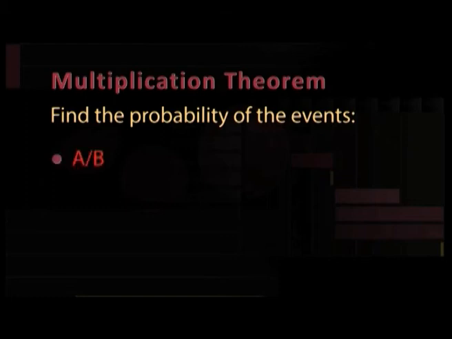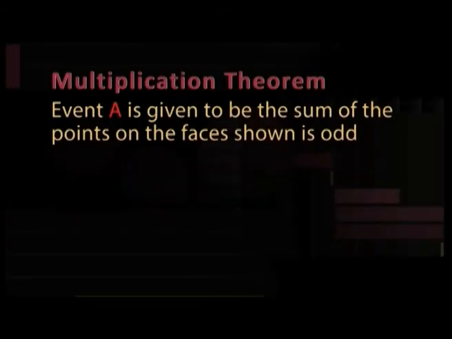A given B, B given A, A complement given B complement, and B complement given A complement. From illustration 2, we have the sample space of 36 equally likely, mutually exclusive, and exhaustive outcomes while throwing two dice, maybe red and green as in this case. Event A is given to be the sum of the points on the faces shown is odd.